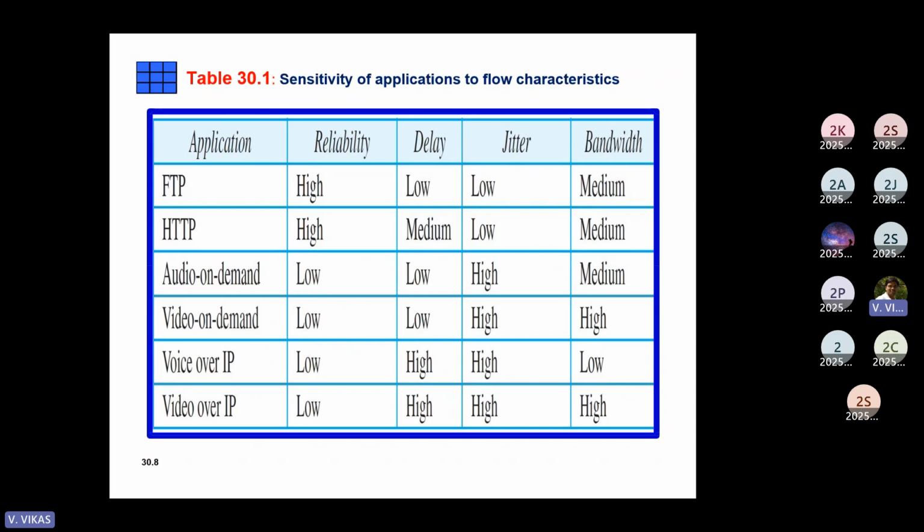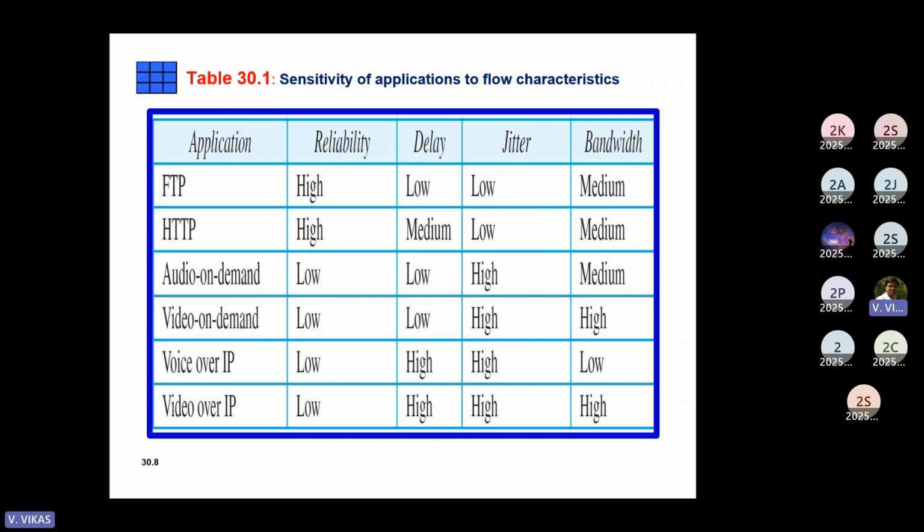See, when I consider different applications, how do we have the sensitivity? When I consider FTP, as we said, reliability is very, very critical. But I don't consider delay and jitter as very important things. But I need bandwidth. It's not very sensitive, but at least medium bandwidth I need, because let us say I'm trying to send a file of 10 megabytes and I have just 1 kilobyte speed coming. I need to wait at least 1024 seconds to be able to receive. So at least medium bandwidth we should be able to provide for FTP.